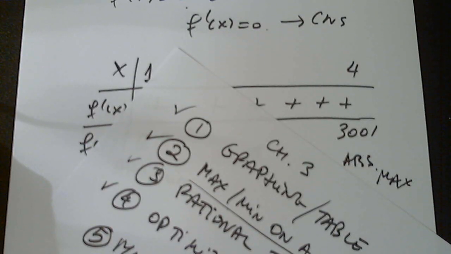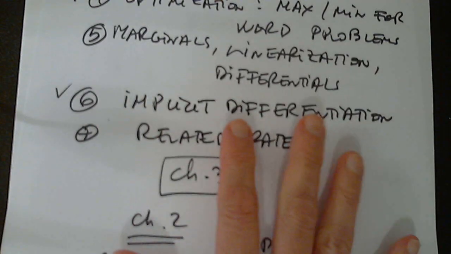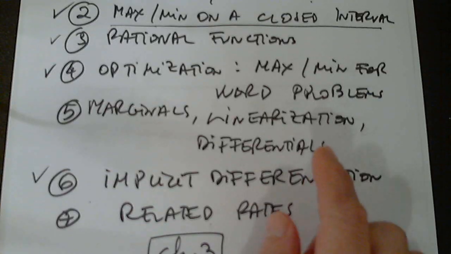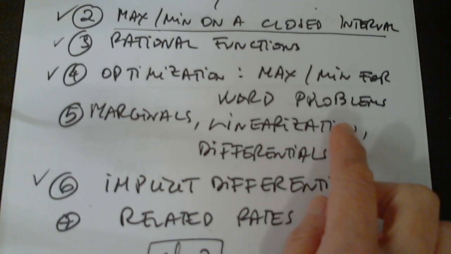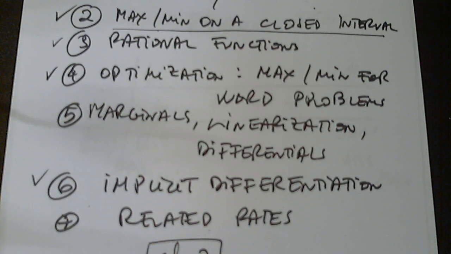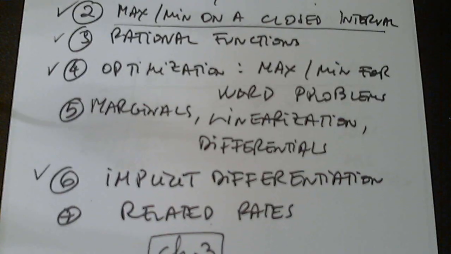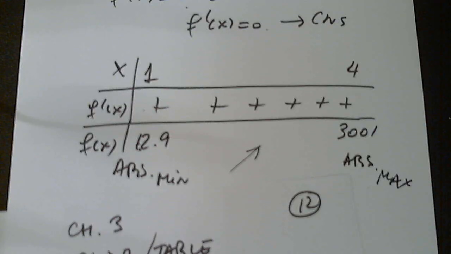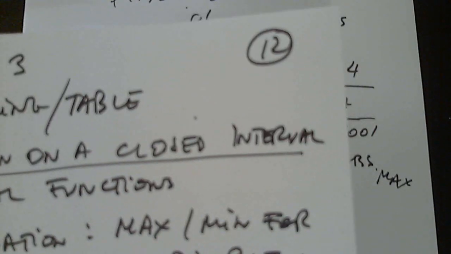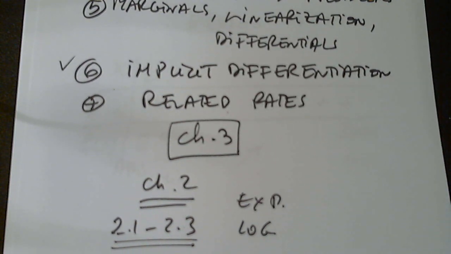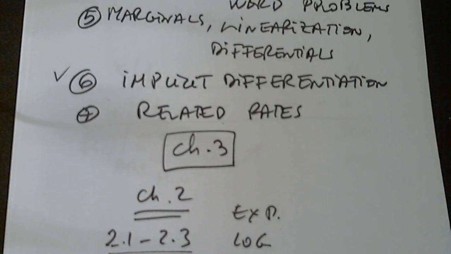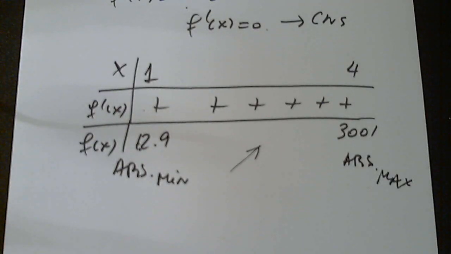Let's see what else. Implicit differentiation, we just had an example. What about linearization? The marginals, we had an example. What about the linearization and differentials? Do we go over an example of that one? Yes. We do both the linearization and differentials. Yes, of course. Okay, let me find the page.